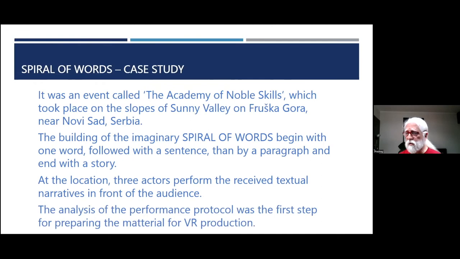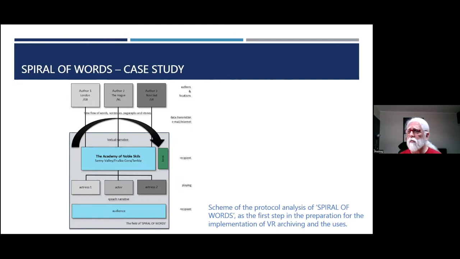The analysis of the performance protocol was the first step in preparing the material for VR production. And here is the scheme of protocol analysis, and you can see three authors from three different locations, and each of them chose one philosopher. And they wrote words, sentences, paragraphs, and stories, and sent this textual narrative material through the internet to the Academy of Noble Skills.